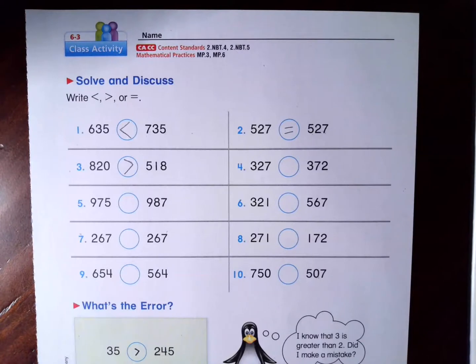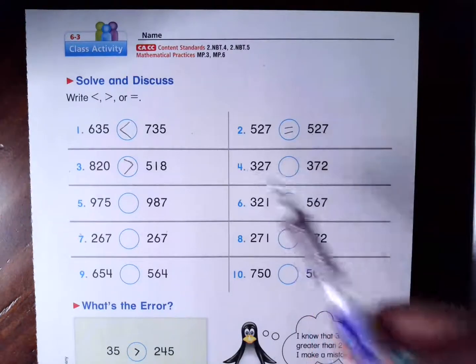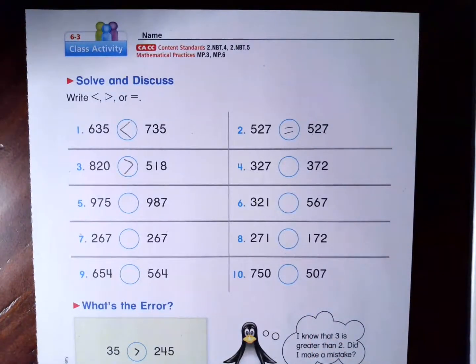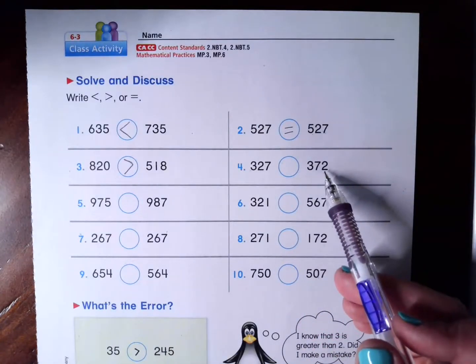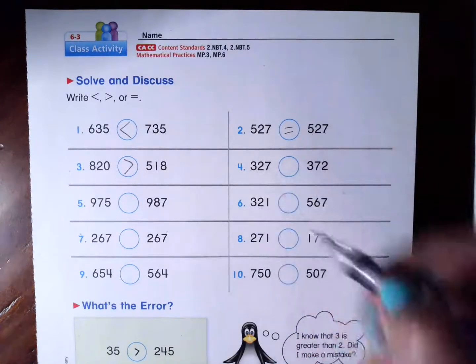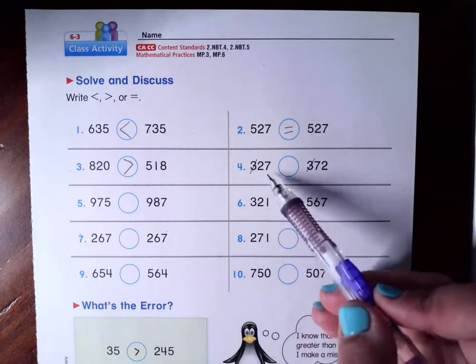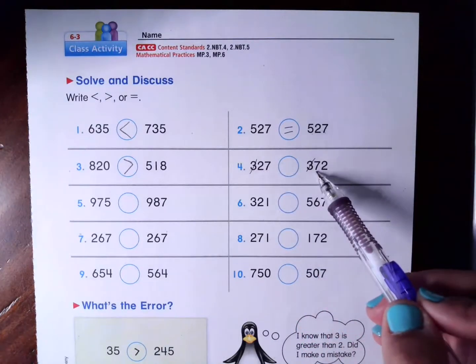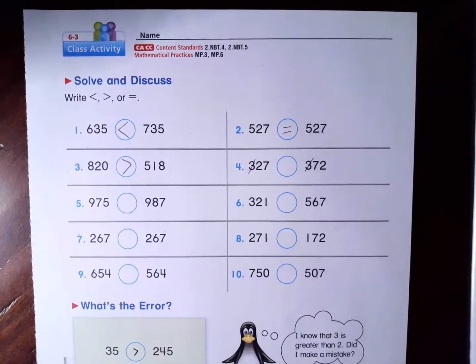Now, the reason I wanted to do number 4 together is you will see in just a moment that the 3's are the same. Does that mean our number is the same? No. 327 is very different than 372. Since my hundreds are the same, I have to look at my next number. My next number is a 2 and a 7. So out of those two numbers, which one is bigger? That's going to be my bigger number.